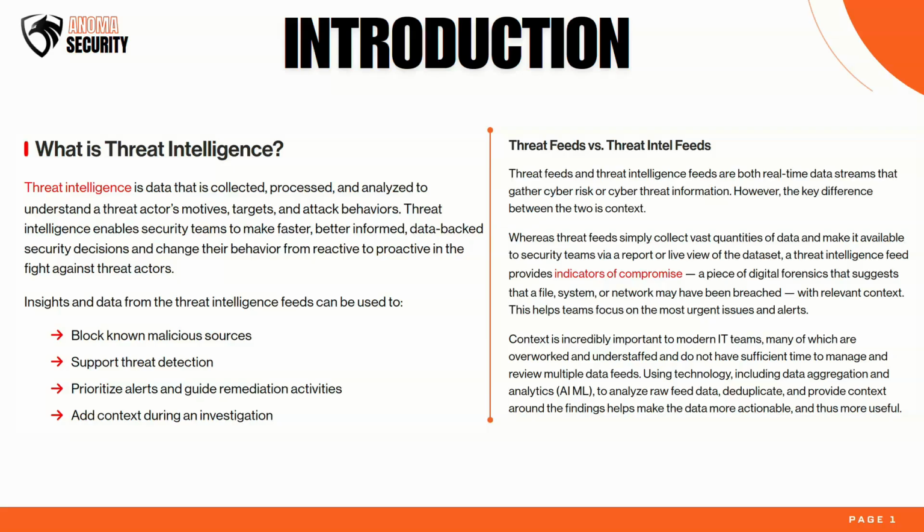And threat intel feeds are more like reports or pieces of digital forensics that suggest the network may have been breached, or the relevant context of the issues and alerts. So it's something like that. All of these are processed with AI/ML, and the raw feed data is deduplicated and given context around the findings, which helps make the data more actionable and thus more useful for the IT security team.